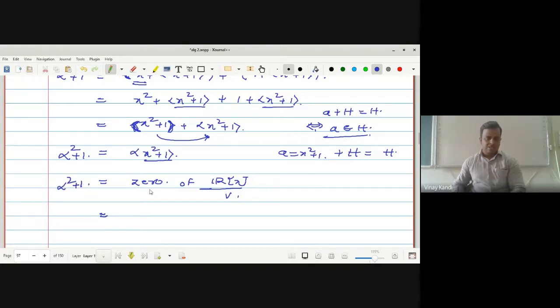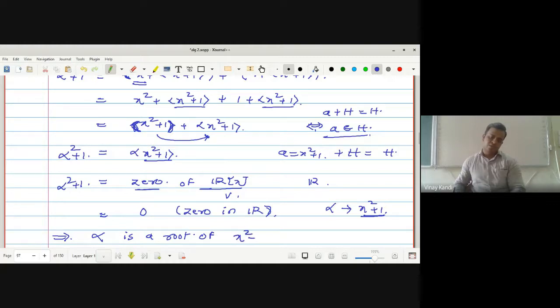Okay, this 0 corresponds to which element in R, its additive element, which is 0 in capital R. Okay, so this implies alpha satisfies x square plus 1, this polynomial. So here this implies alpha is a root of x square plus 1 belongs to capital R of x.